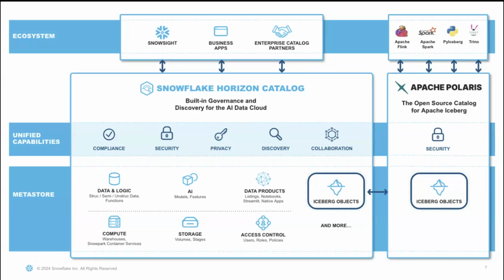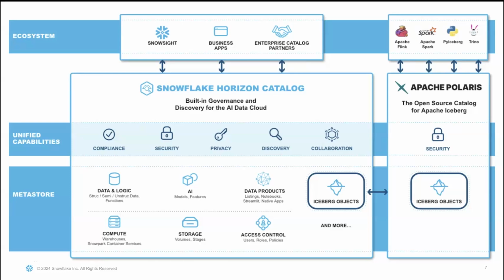Let me talk about how these two interact with each other. In the diagram over here, you see the Horizon Catalog. The Horizon Catalog stores a bunch of objects. It has been there for a very long time, so it stores Snowflake native tables, views, functions, data products, marketplace information, and a lot of, or actually all of, the functionality that Snowflake supports today.